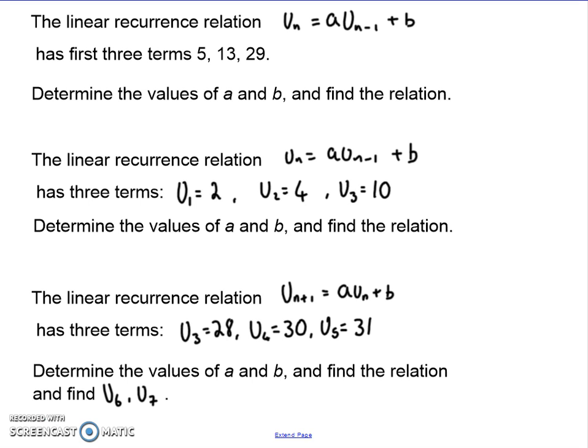Third one takes it a little bit further. There's your linear recurrence relation. This time it's un plus 1 equals a un plus b. It's got three terms. u3 is 28, u4 is 30, u5 is 31. I want you to determine a and b and find u6 and u7. So find consecutive terms beyond what we have. So pause the video, have a crack at them, come back and see the solutions.